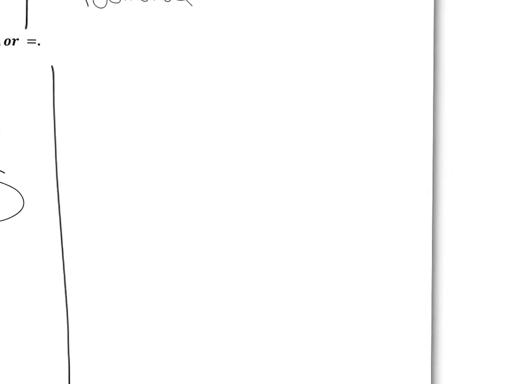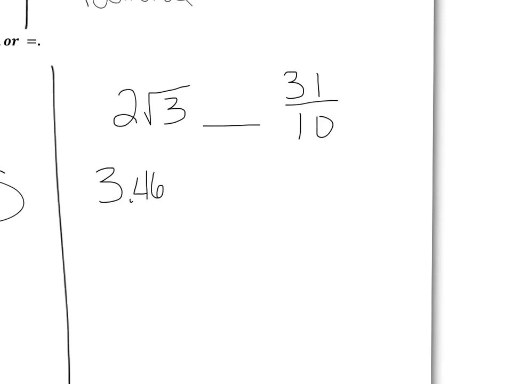Okay, let's do one more of those. This time, let's compare 2 square roots of 3 and 31 over 10. Like I said, we probably need to change them so they look the same. So let's change them into their decimal equivalent. If you plug 2 square roots of 3 in your calculator, you will get 3.464, and it's going to go on and on. If you plug 31 over 10 in your calculator, you're going to get 3.1. Hopefully you recognize that this will be the larger number, so 2 square roots of 3 is greater than 31 over 10.